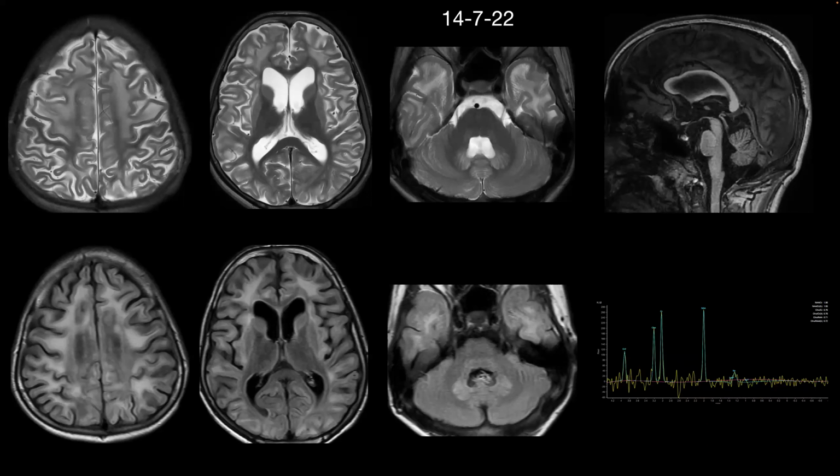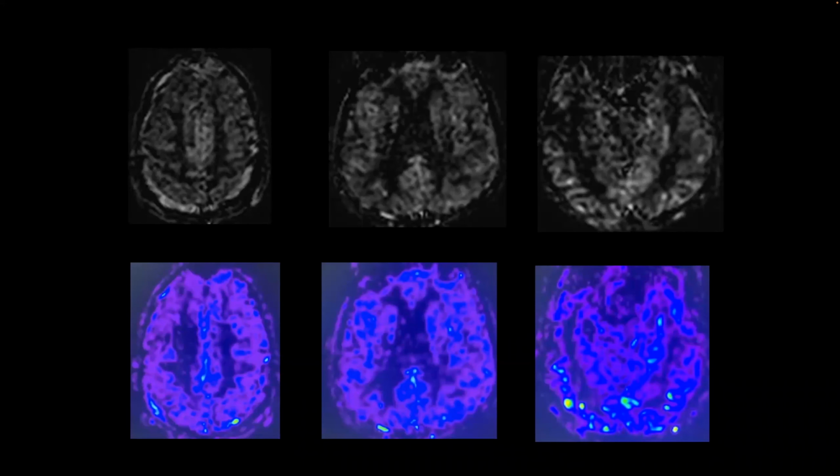ASL was done. I think this was part of a thesis, though I don't think it's indicated for L2 hydroxyglutaric aciduria. On the top images, I cannot appreciate any hypoperfusion, but the CBF images were reported as hypoperfusion, which I think is normal.